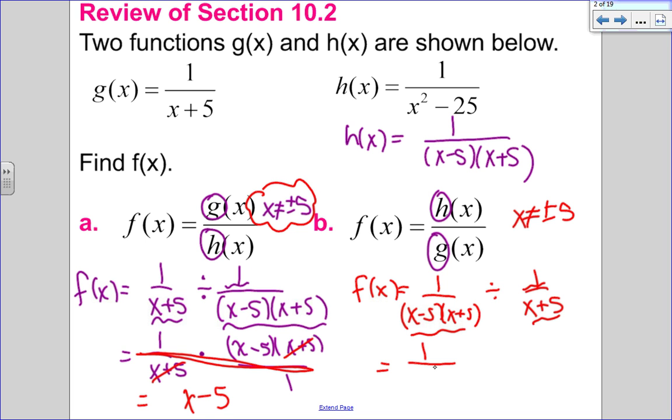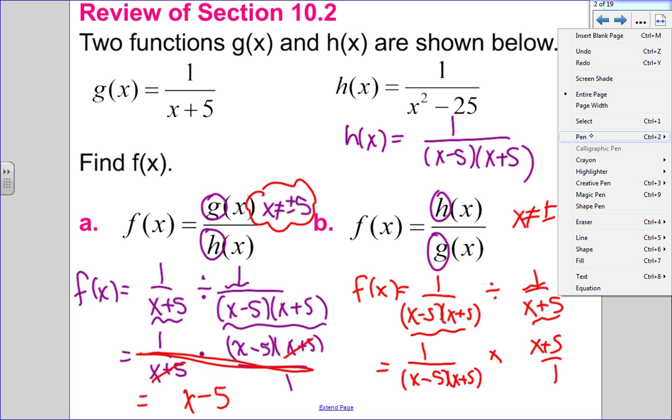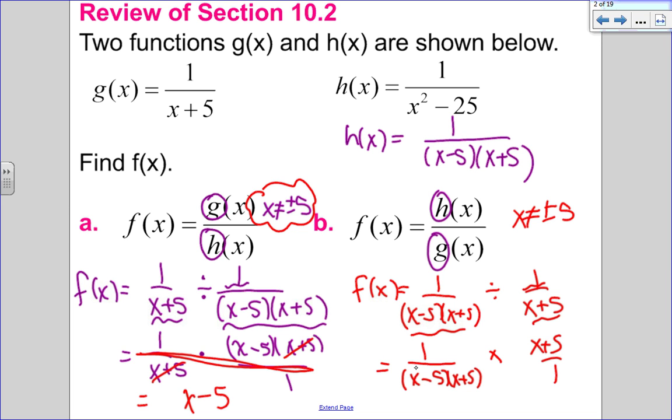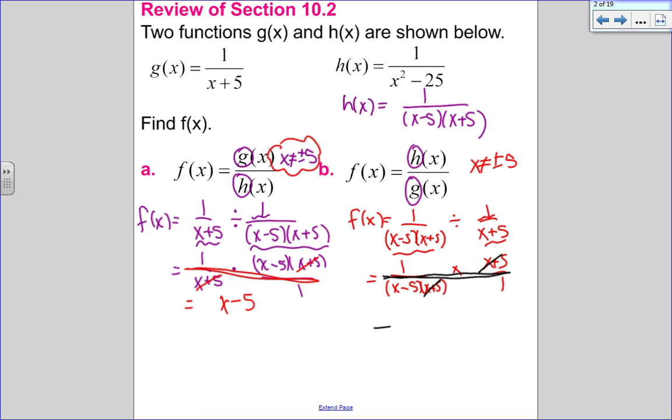So I will keep my first fraction the same, change my division to multiplication, and then the reciprocal of the second fraction. So again, with division changed into multiplication, I can use one big fraction for multiplication, and then a common factor of x plus 5 in the numerator and denominator. So my final answer will just be 1 over x minus 5, with the restriction x cannot be positive or negative 5.